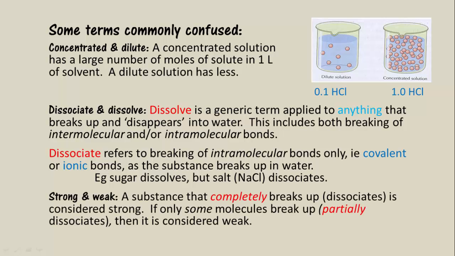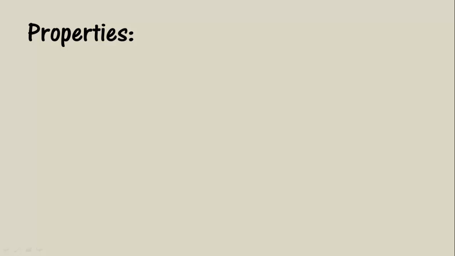Lastly, strong and weak. A substance that completely breaks up or dissociates is considered strong. If only some of the molecules break up, or partly dissociates, then it is considered weak. Examining this concept is the purpose of this presentation. Before we do, there's one more thing to review, and that's 3 properties.